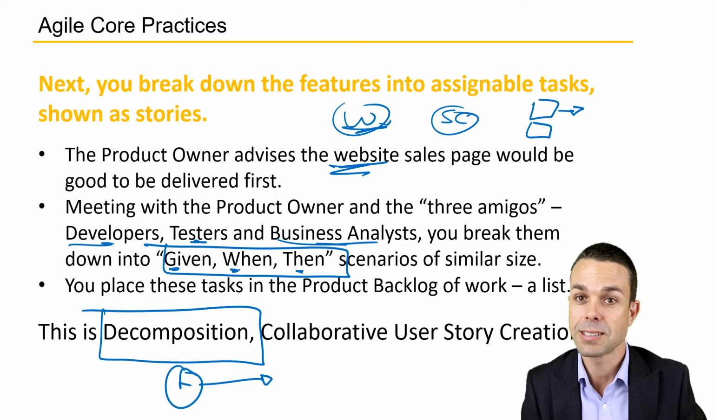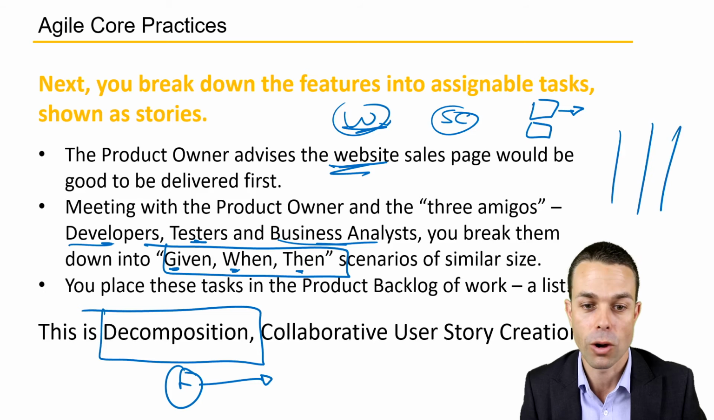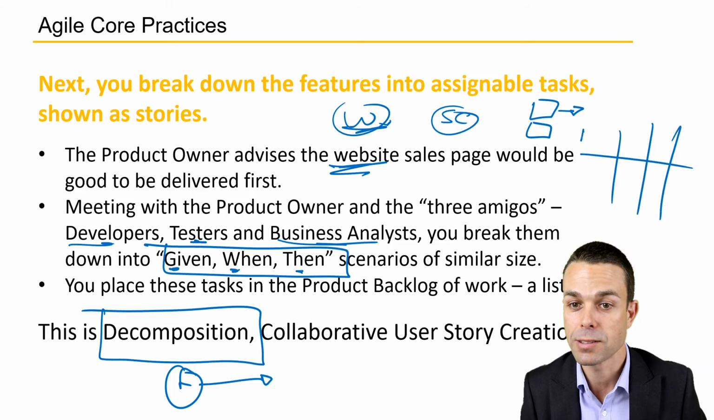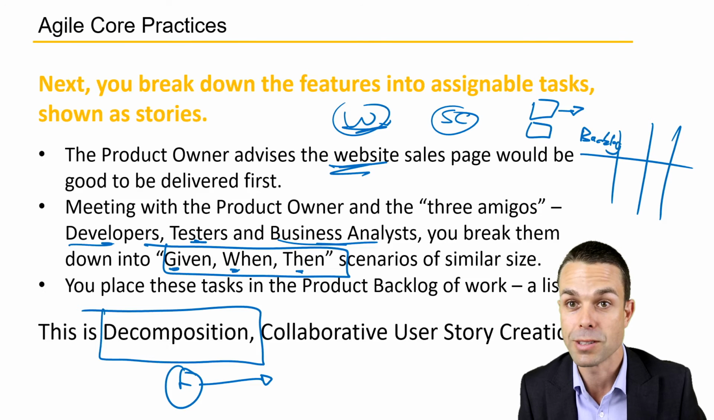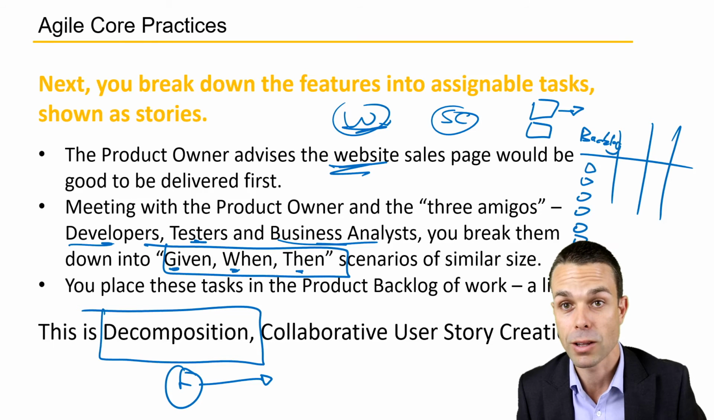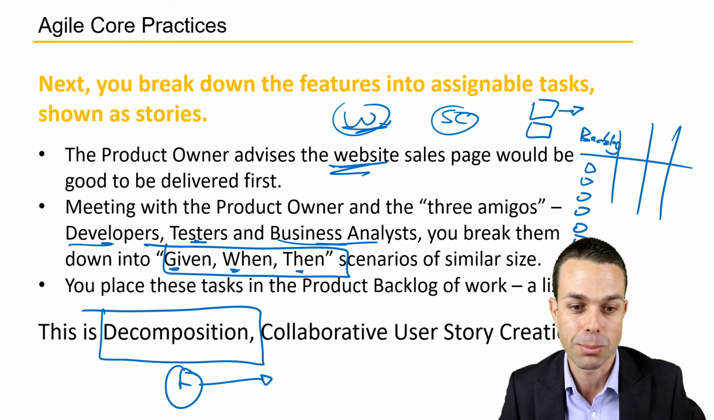And then we place these tasks into our backlog of work. It's basically, let's say, if we've got a Kanban board, our first column is the backlog, and we will place these cards and tasks and user stories into that backlog of work ready to be assigned to people.